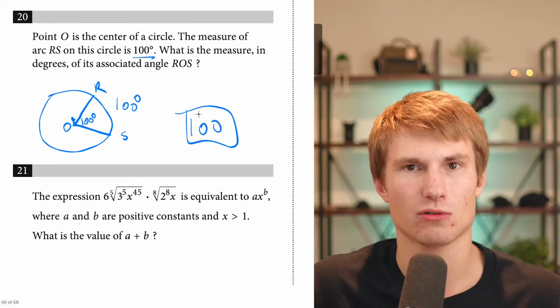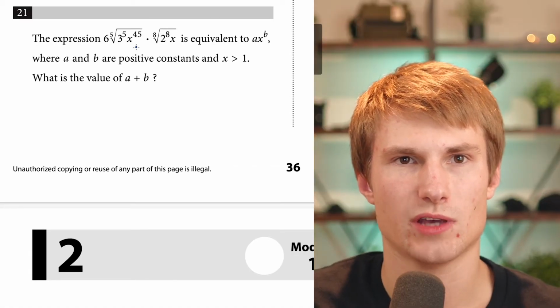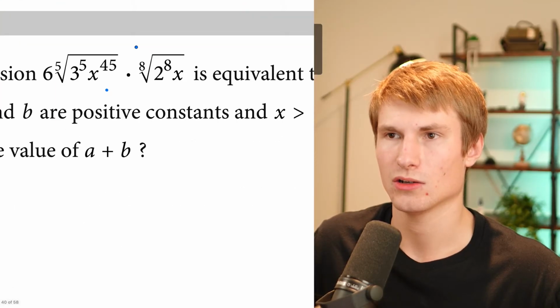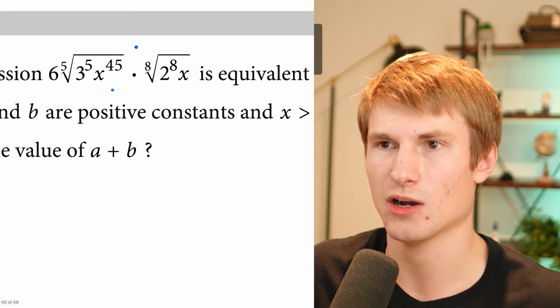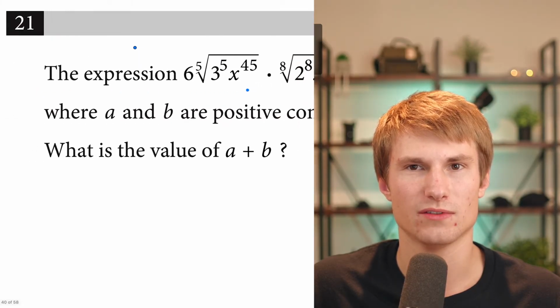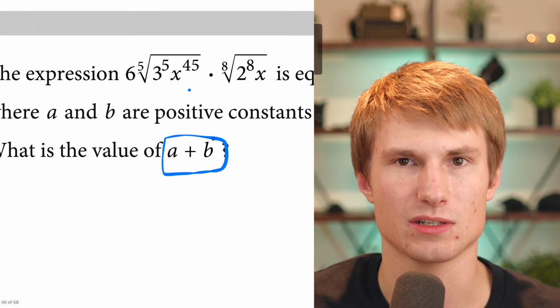From there, we can move on to question number 21. We've got an expression and then all this. I'm going to zoom in so that you can see this a little better because it's written small since we have all these exponents. I'll scroll through so we can see the full question. We've got the expression, and all this is equivalent to a x to the power of b, where a and b are positive constants and x is greater than 1. What is the value of a plus b? Always pay attention to what you're asked to answer with, in this case, the value of a plus b. That being said, let's simplify this down.